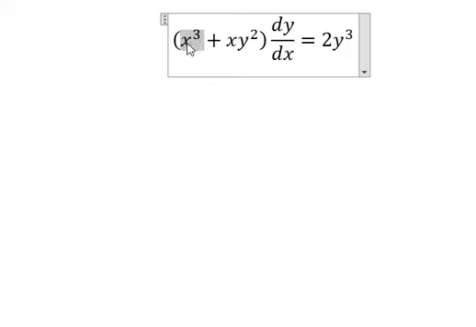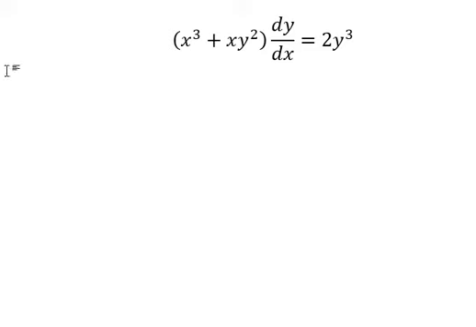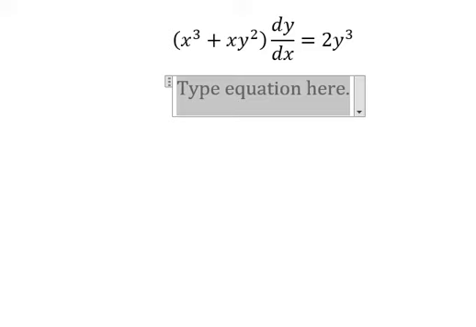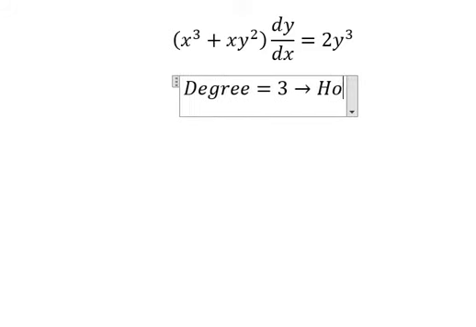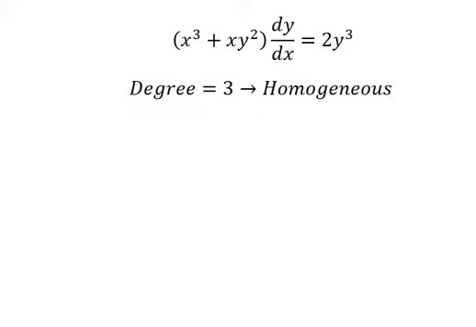We have x to the power of 3, xy squared, y to the power of 3. So they are degree 3. So this is about homogeneous. So I will put y equals vx. Later that we need to do first the derivative for both sides.